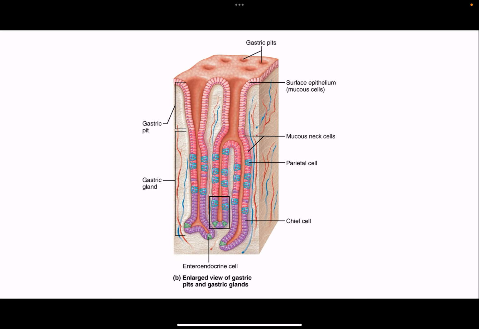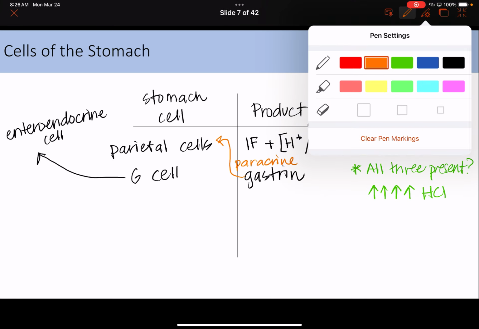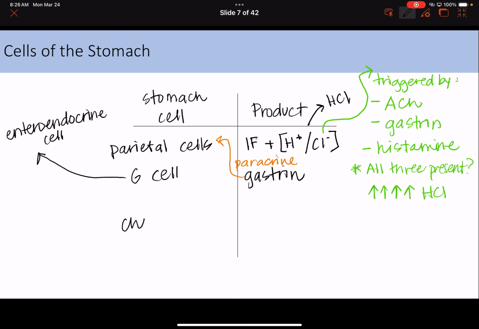And then the last cell type that you have to know is something called a chief cell. Chief cells produce something called pepsinogen. And just like when we talked about fibrinogen and angiotensinogen, that means that's the inactive form. So pepsinogen is the inactive form of a protein enzyme. When it gets activated, it turns into pepsin. And pepsin is an enzyme for breaking down protein.